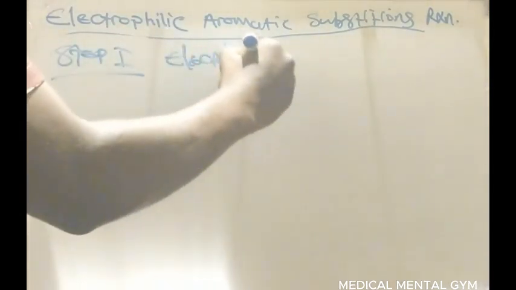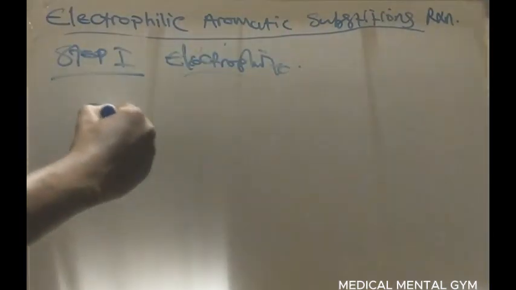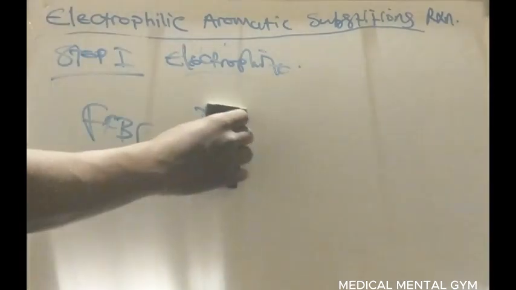Step one of this reaction involves electrophile formation. Electrophile formation will use our Lewis acid, which is iron bromide, and we'll react it with our reactant, which is bromine, Br2. The reaction between iron bromide and Br2 will yield an electrophile and a conjugate base.